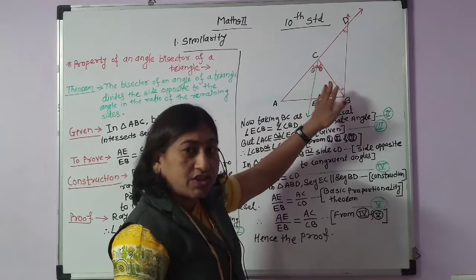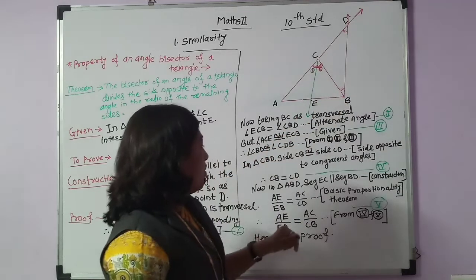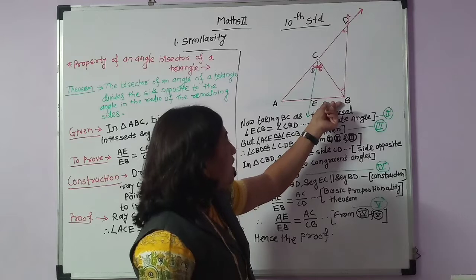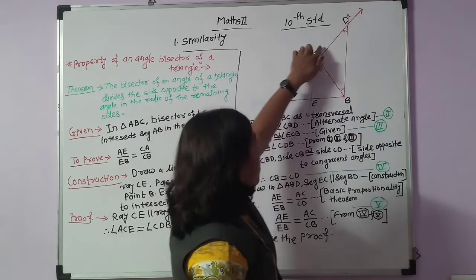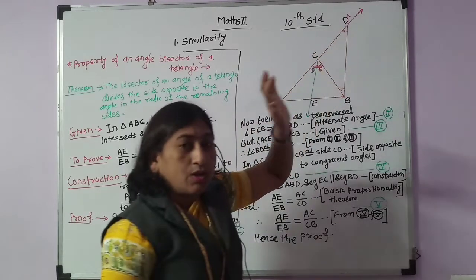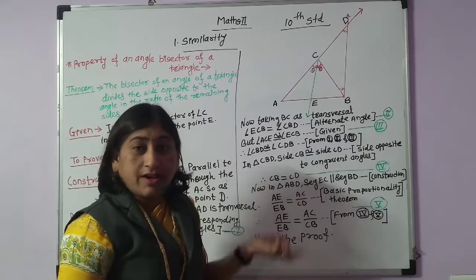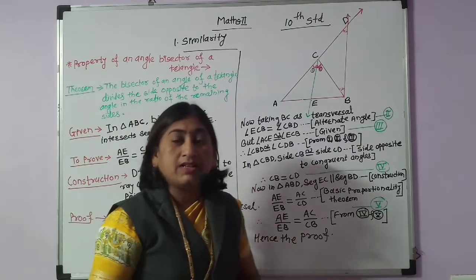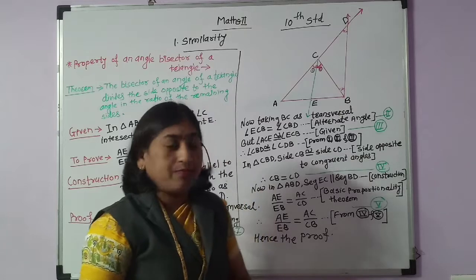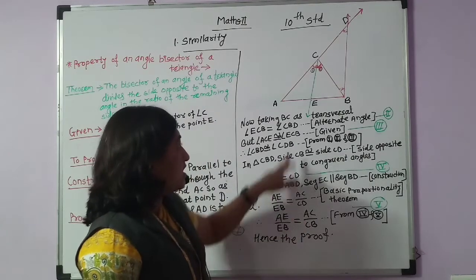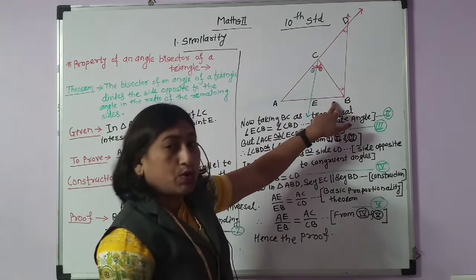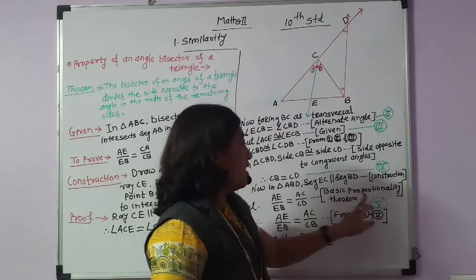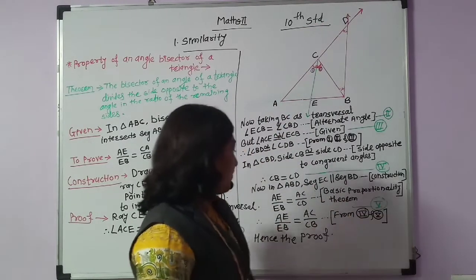We draw the construction here. So we can write AE upon EB equal to AC upon CD. Which property do we use here? In the previous lecture, we saw that property, that is the basic proportionality theorem. Therefore, AE upon EB equals AC upon CD. We use the basic proportionality theorem here.